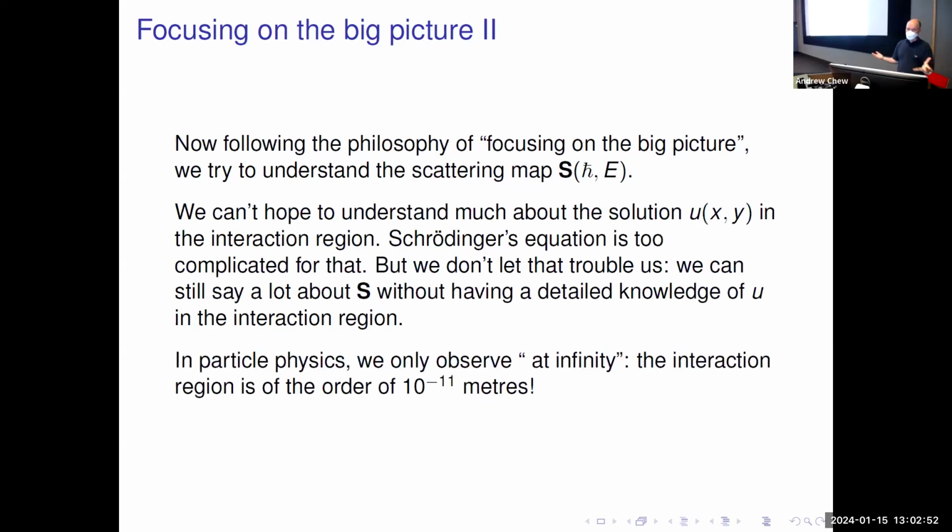And of course, scattering theory, as the name implies, comes from particle physics, and that's what we do in particle physics, because the interaction region is of the order of something like 10 to the minus 11 meters, if you're studying an atom or small molecule. So you can't go in there and do measurements. All you can do is fire things in and see what comes out. So that's what physicists could do. So they wanted a mathematical theory that dealt with that situation.